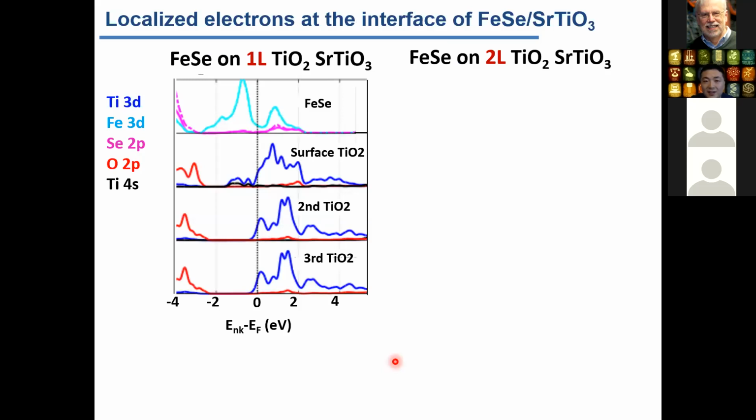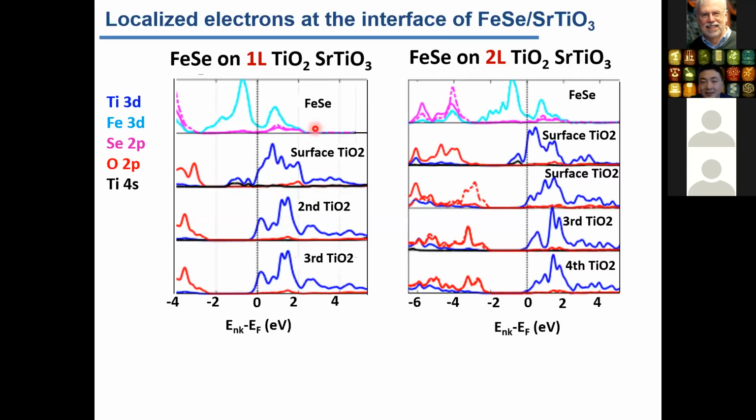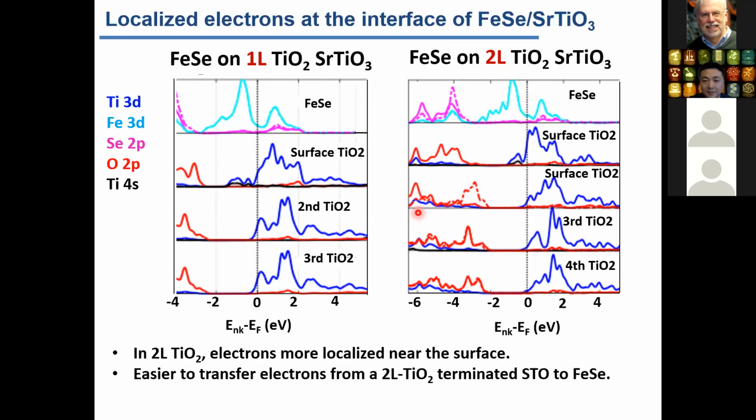So here are the density functional calculations, with the density of states plotted layer by layer: iron cyanide, the top layer, second layer, third layer of the TiO2. You can see for the one layer case, the density of states remains non-zero even if you go to that third layer underneath the surface. But for the two layer case, the density of states is only non-zero at the first layer, and almost zero for the layers underneath it. That means the electron sits closer to the iron cyanide in the two layer case.